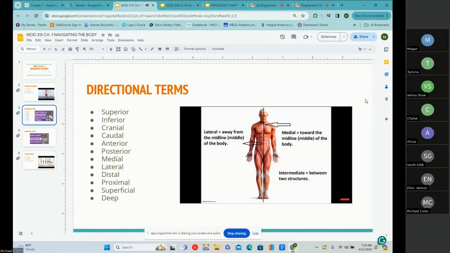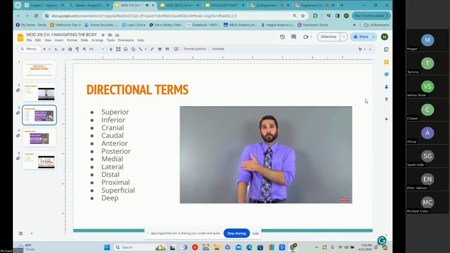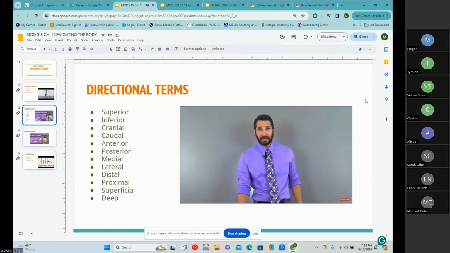And the word intermediate means between two structures. So the humerus, or the bone in the upper part of the arm, would be lateral to the sternum, which is more toward the midline of the body, or the sternum would be medial to the humerus, or your knee would be intermediate between the ankle and the hip.